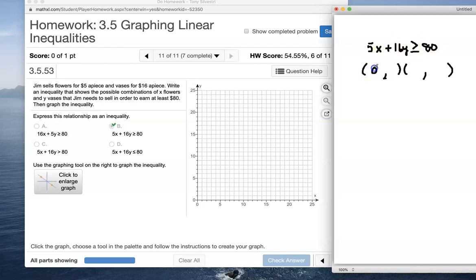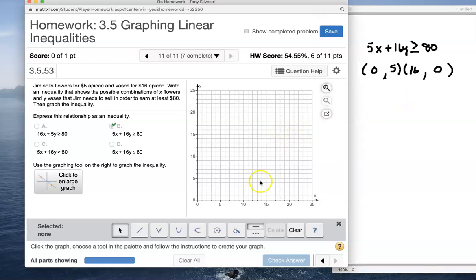If x is 0, this term goes away. I'm left with 16y is equal to 80. Remember, I changed that to an equal sign. That gives me 5 when I divide by 16. And then what I do next is, if y is 0, that term goes away. 5x is equal to 80. Divide by 5, you get 16. Okay.